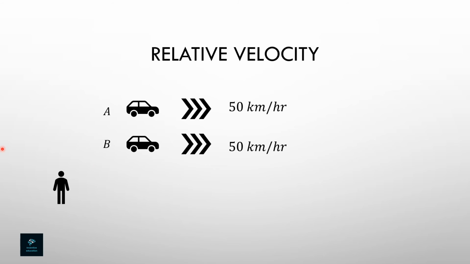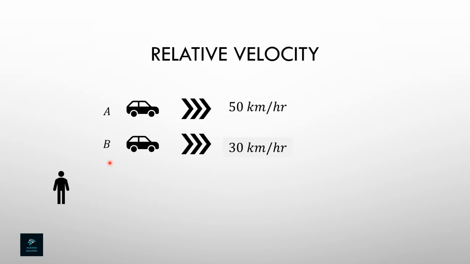For an observer sitting in car A, car B is not moving with respect to themselves. That is, for an observer sitting in car A, car B is stationary. Similarly, for an observer sitting in car B, car A is stationary. We say that the relative velocity of car A with respect to B is 0 km per hour, and the relative velocity of car B with respect to car A is also 0 km per hour.